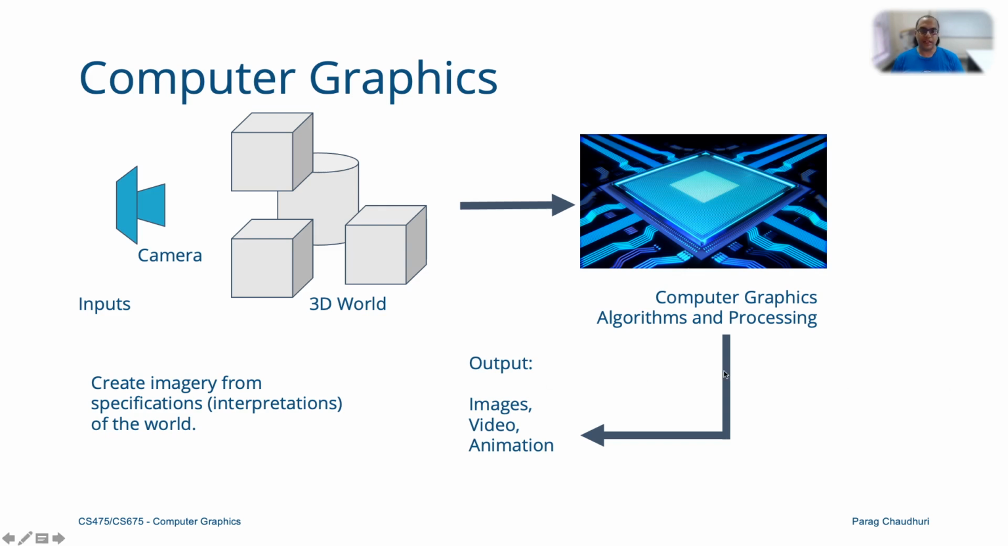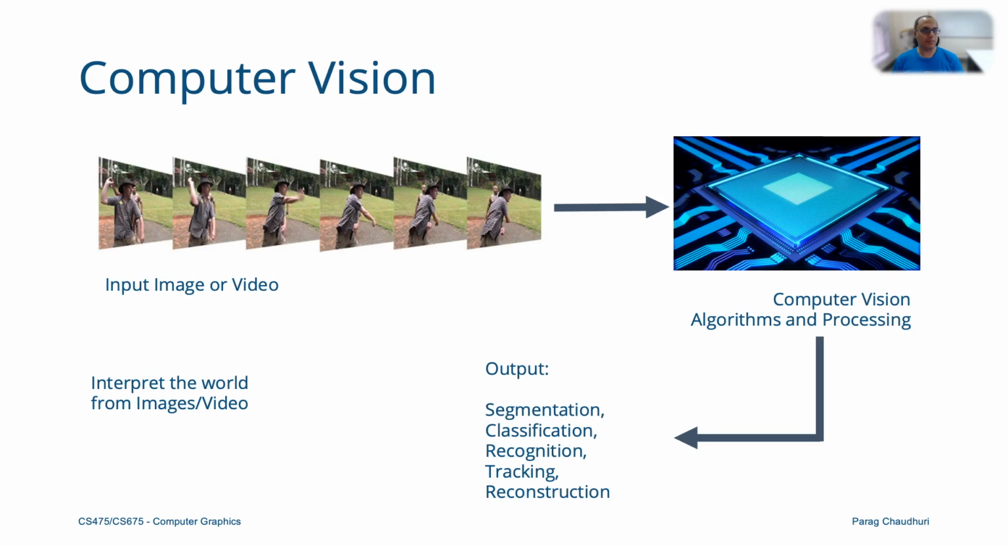In contrast, computer vision does exactly the reverse. Computer vision takes as input either images or a sequence of images, which might be frames from a video, and uses computer vision algorithms and techniques to figure out properties and things about the world of which these images and videos are.